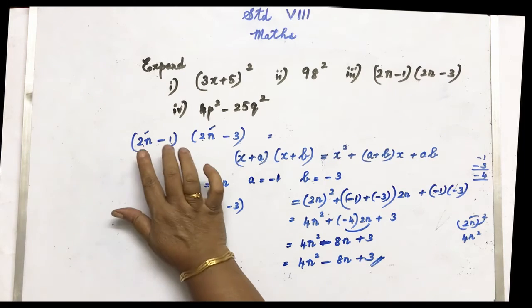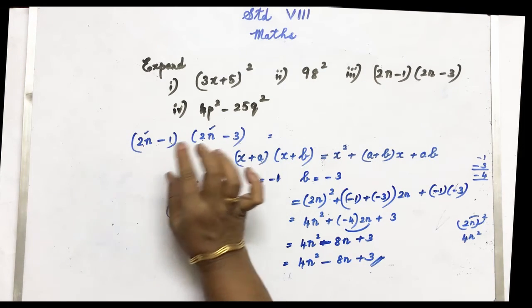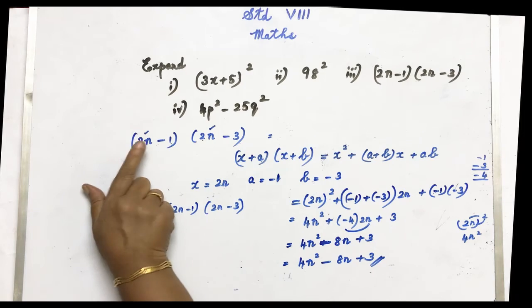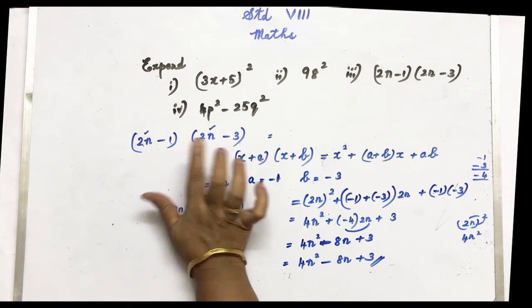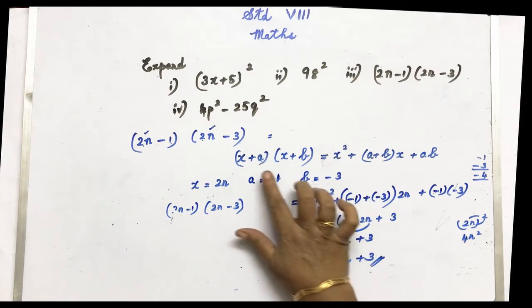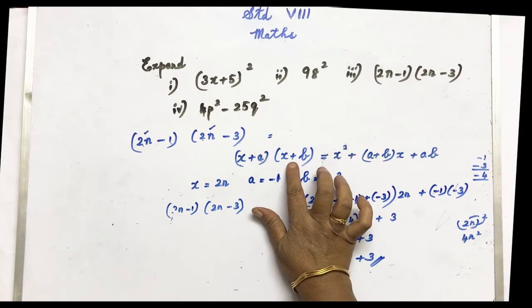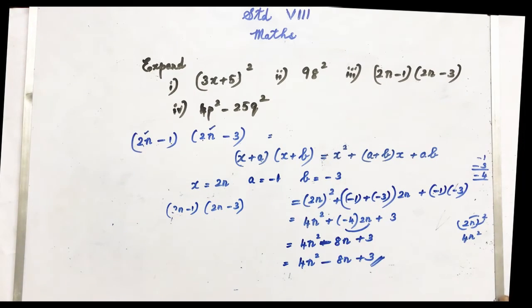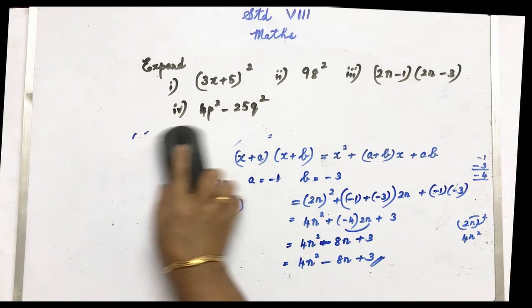So if we are having two brackets, and in the brackets the first term is the same and the second term is different, we have to use this identity, x plus a into x plus b. Now we will do the fourth sum.